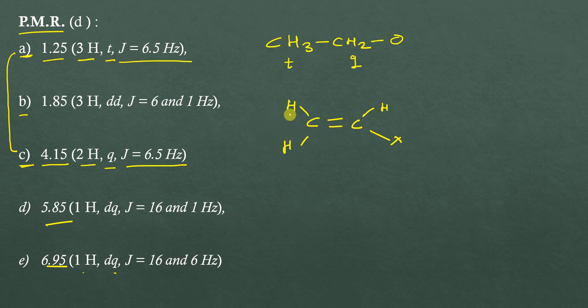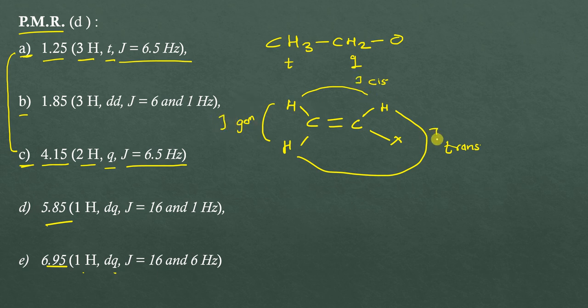For this monosubstituted alkene, see this H and H, these are geminal. This H and this H, these are cis, and then this H and this H, these are trans, right? So for these three, we will get 3 different J values: J geminal, J cis and J trans. J geminal will be around 3 Hz, J cis will be around 10 Hz, and J trans can be around 16 Hz, right? So these all will appear as a doublet of doublet in this case.